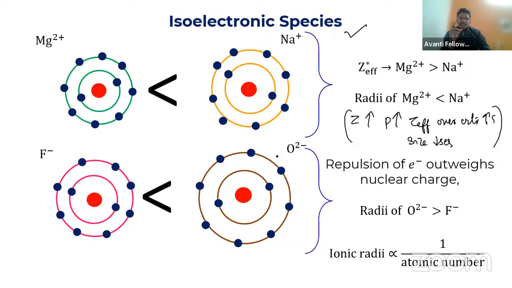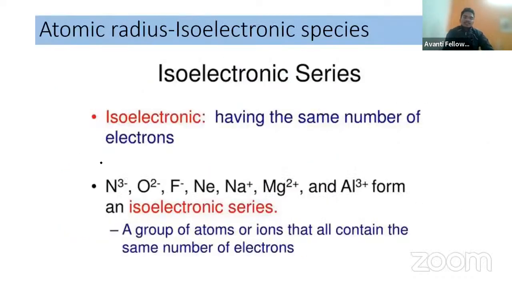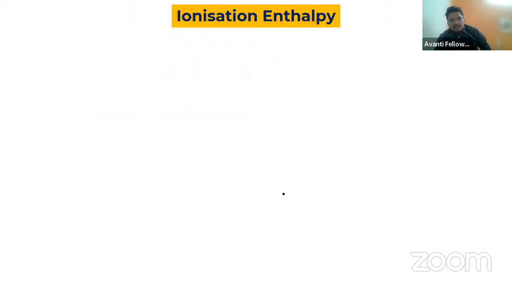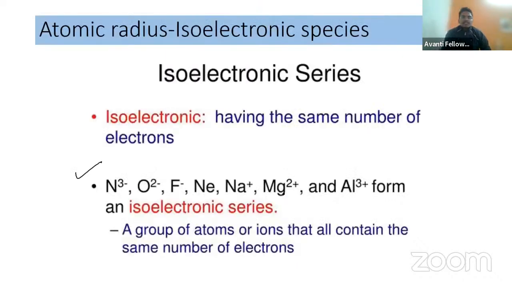If anyone asks about the size order of isoelectronic species, it is simple: the one with the higher Z value will have the smaller radius. Why is it smaller? Z effective will be higher. So, the best example I can give you. Yes, these are some series of isoelectronic species. The one with the higher atomic number will have the smaller atomic size. So let me give you one example here.